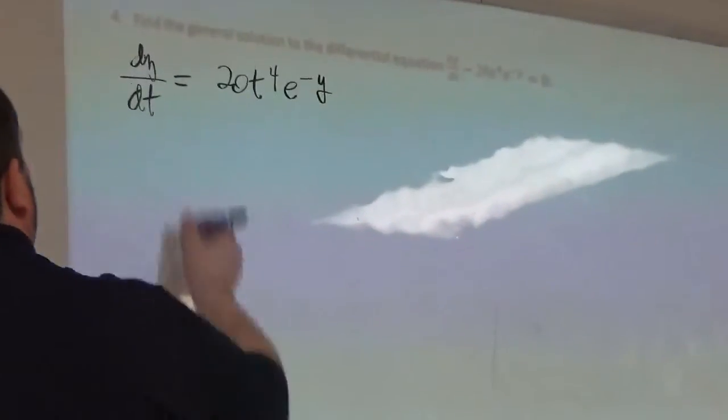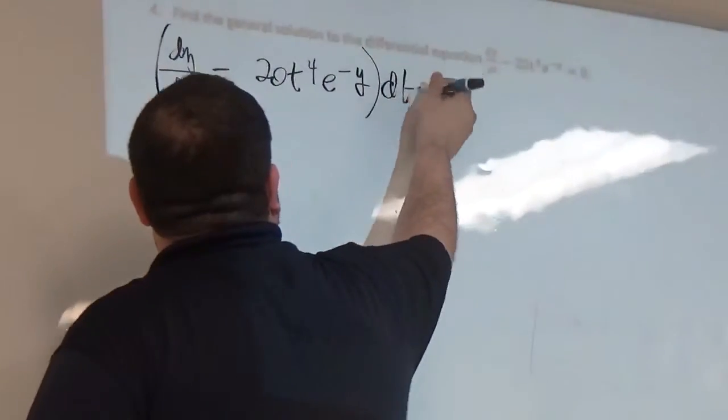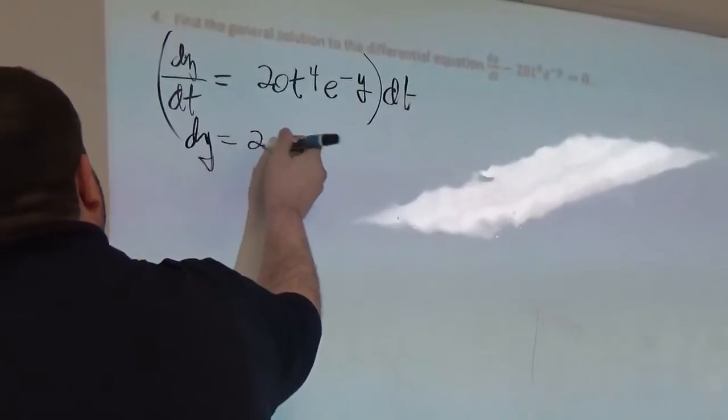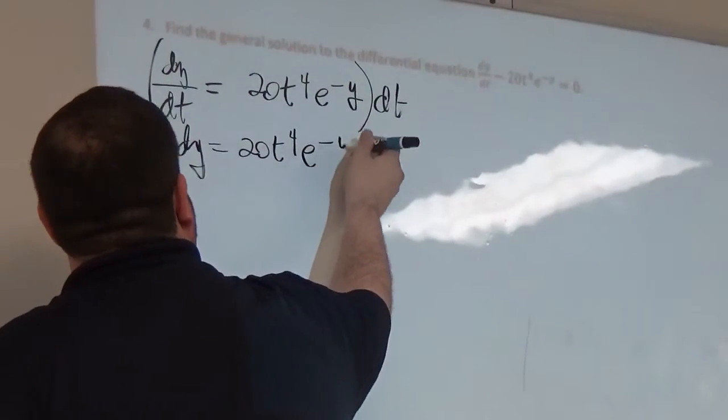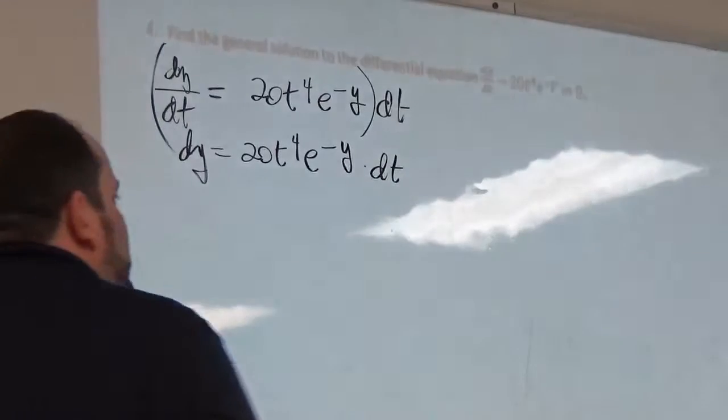All right, for the friends that have not separated it yet, dy over dt is going to be a positive 20t to the 4th e to the negative y. Multiply everything by dt. So dy is 20t to the 4th e to the negative y dt.